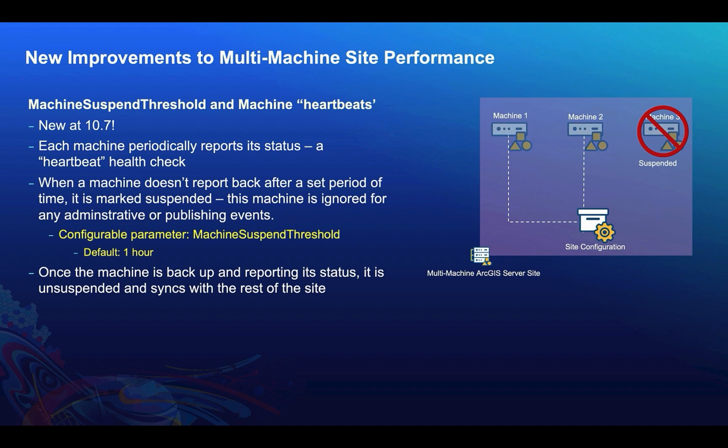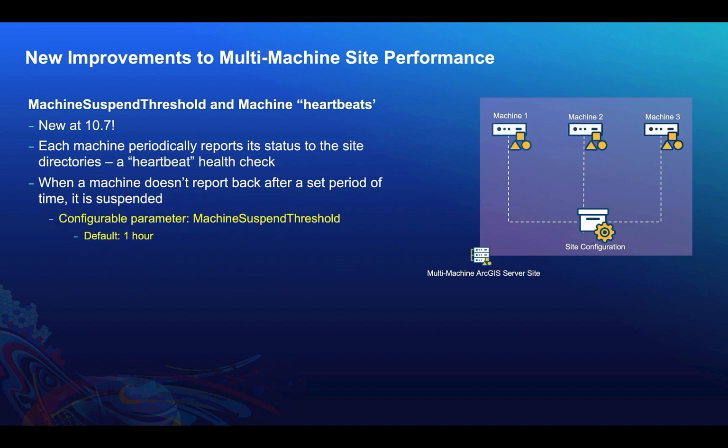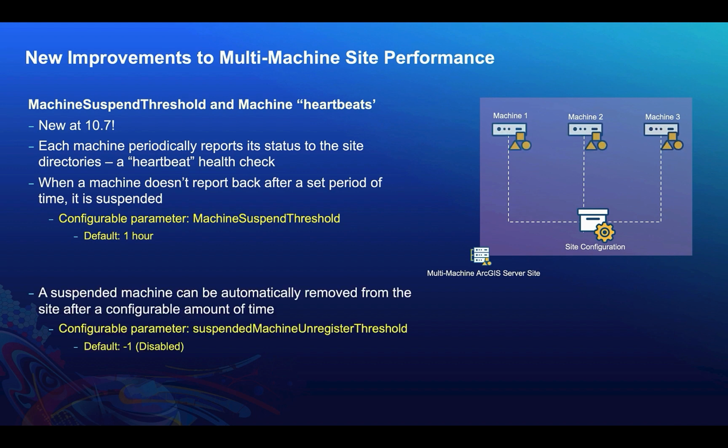Our testing shows much improved performance with these changes. There is a significant improvement in the experience of administering a site and publishing in such scenarios. The experience is almost comparable to when no nodes are down, and admins as well as users are happy. Additionally, there is another threshold where machines that have not reported their heartbeat beyond this new threshold are automatically unregistered from the site. This is especially useful for cases where the machines are never coming back or are down and out. So these are the two thresholds that I talked about, the machine suspend threshold and the suspend machine unregistered threshold.